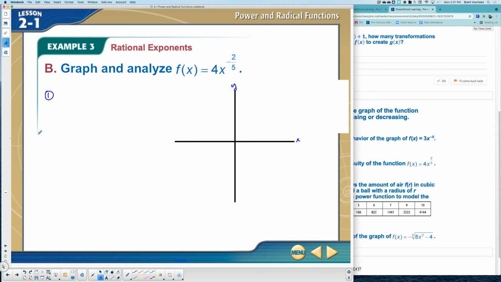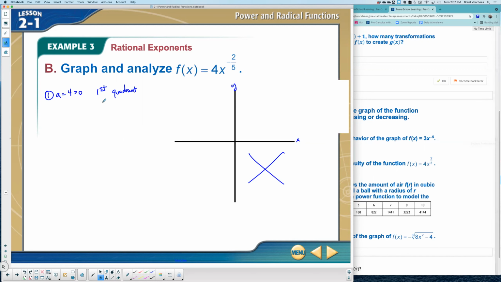What do we look for first? Direction. Is it positive or negative? This one, a equals 4, greater than 0. It's positive. Which quadrant is it going to be in? First. So I'll put an X through the fourth quadrant.